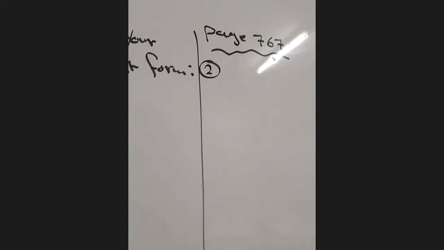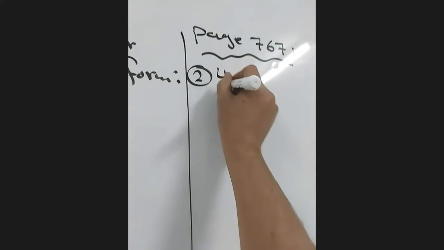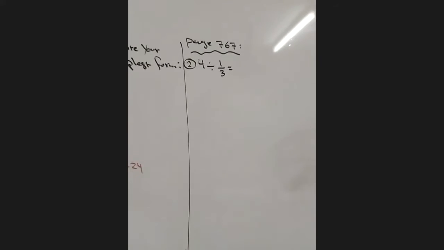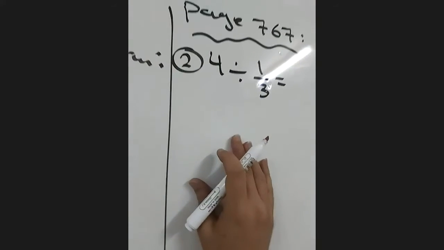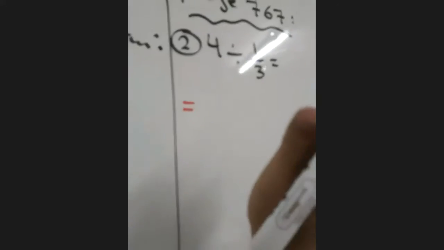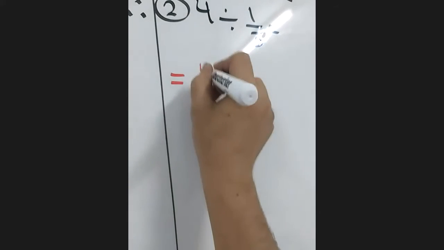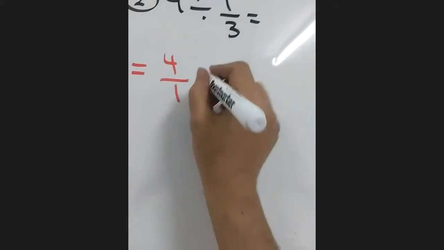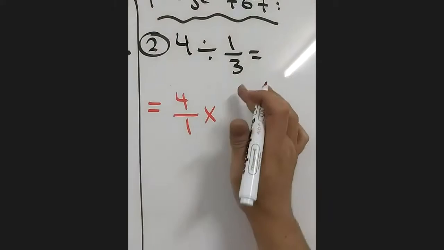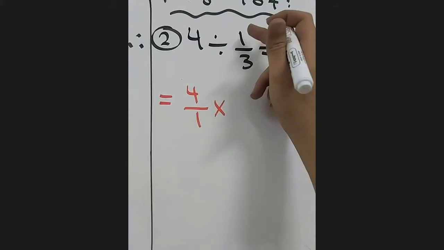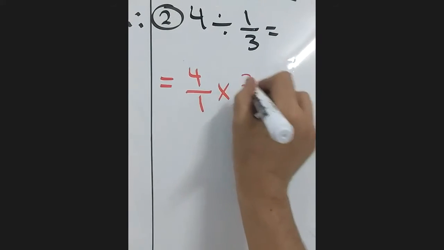Question 2. 4 divided by 1 over 3. Now, how we divide, guys? We said the first fraction stays the same, with denominator 1. We know that. For the whole number, make it a fraction and leave it. The division becomes multiplication. Don't forget that. The second fraction, we flip it. Reciprocal. We call it reciprocal. So 1 over 3 is 3 over 1.